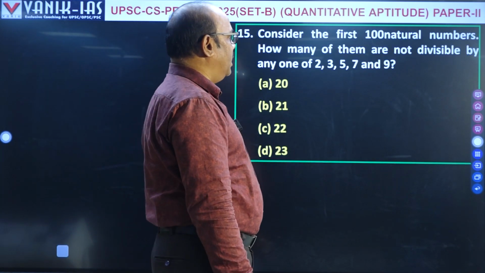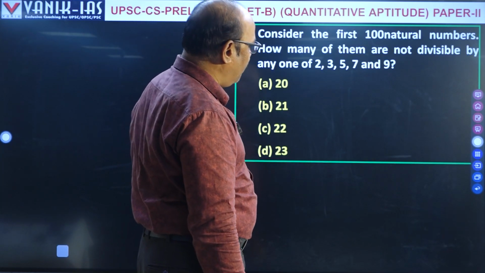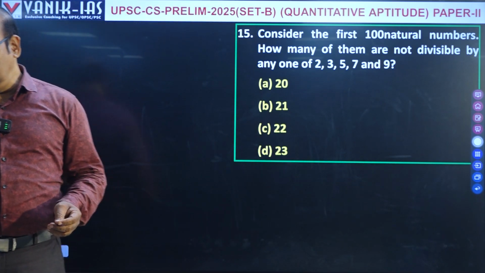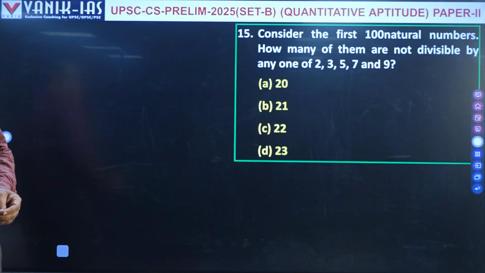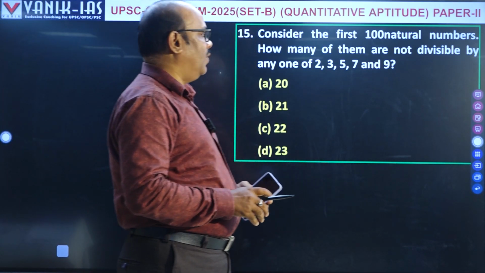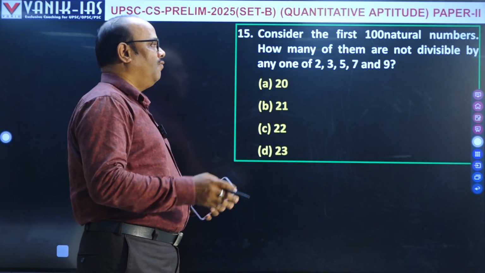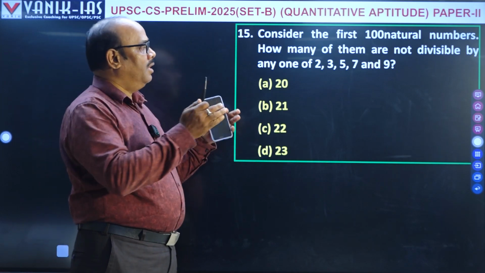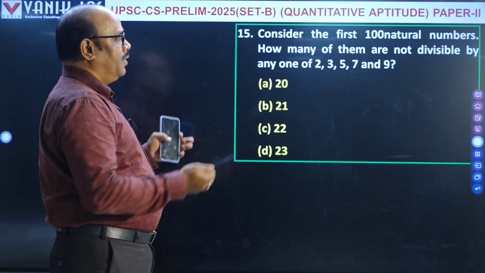Consider the first 100 natural numbers. How many of them are not divisible by any of 2, 3, 5, 7 and 9? So this is a calculative question. One by one you have to calculate, then you can find how many are divisible first. First find how many are divisible, then you can find not divisible. So I am giving a small calculation of this, and the rest you can do.